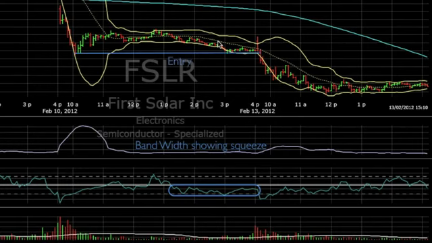Then our entry is when it breaks that support here, and we're also seeing a volume increase. Then you place your stop above that high, which is resistance now because it's the high of the day. Then your exit is when it starts pulling away from the lower Bollinger Band.